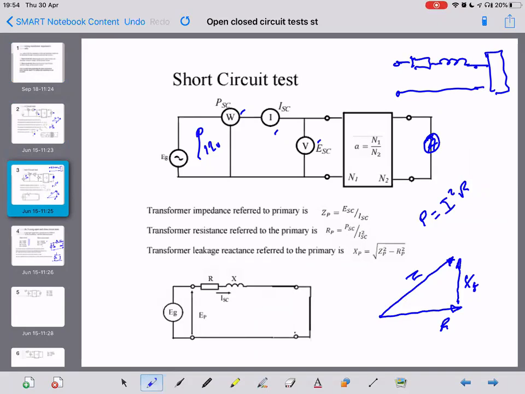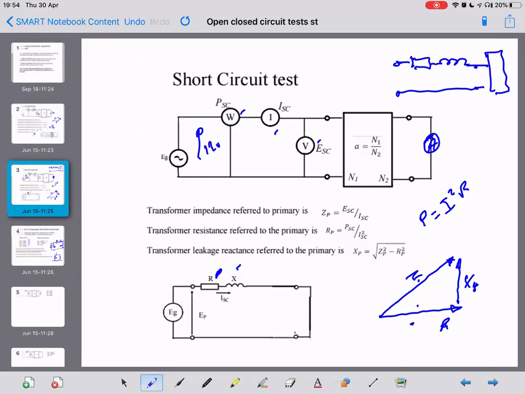From that we can get the transformer impedance referred to the primary, ZP, which is equal to the voltage over the current. And the transformer resistance, referred to the primary, is the power divided by the current squared. Then we can use Pythagoras' theorem, because we know Z and we know R, so we can find XL.